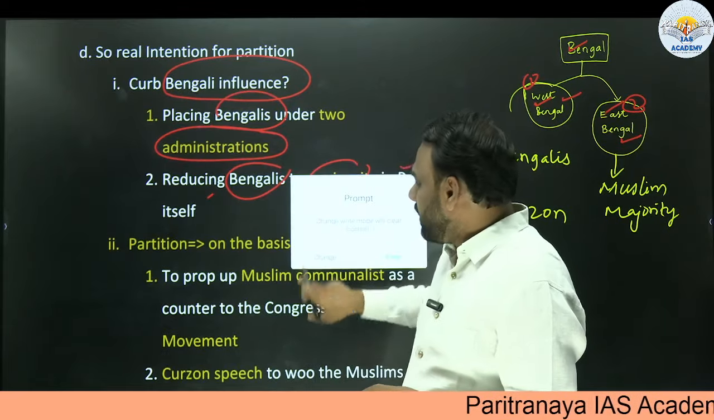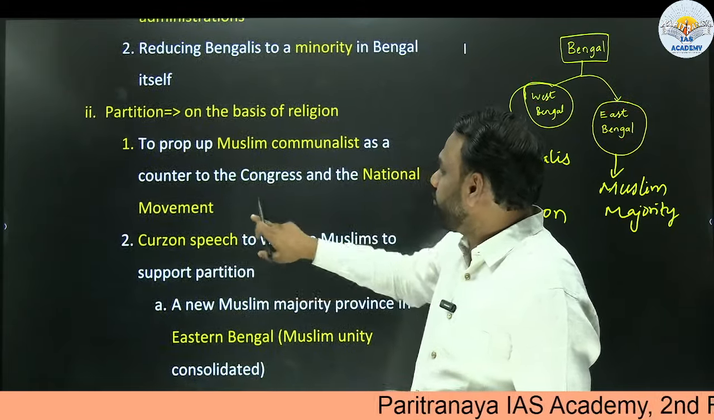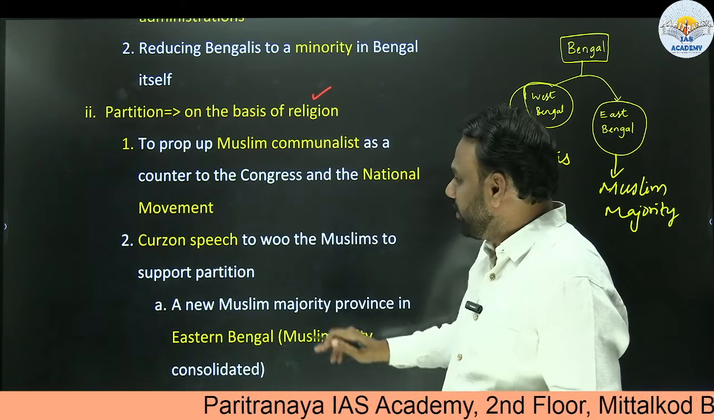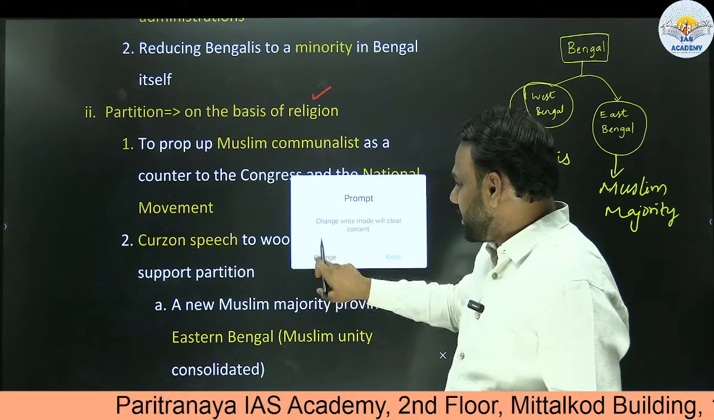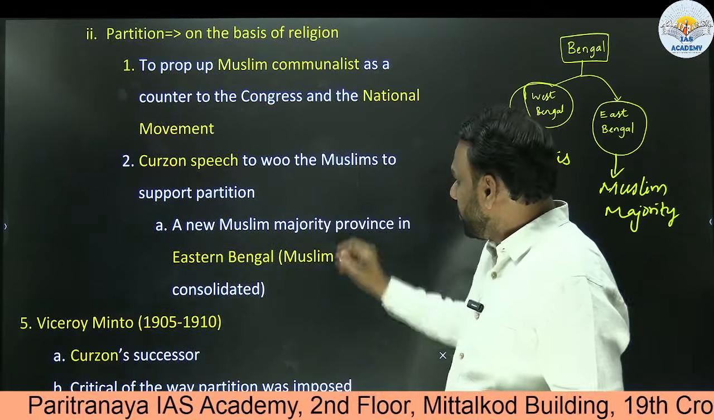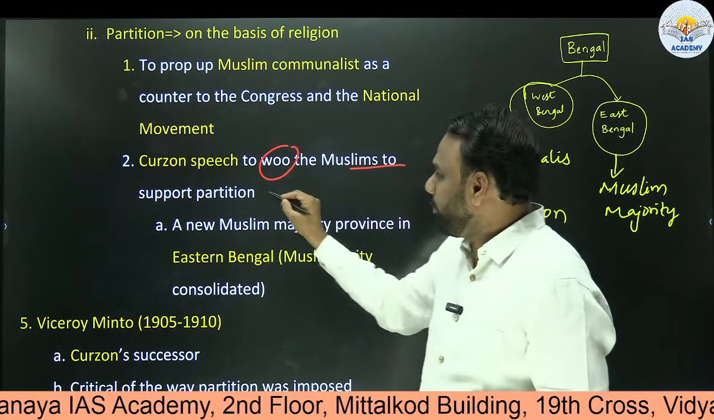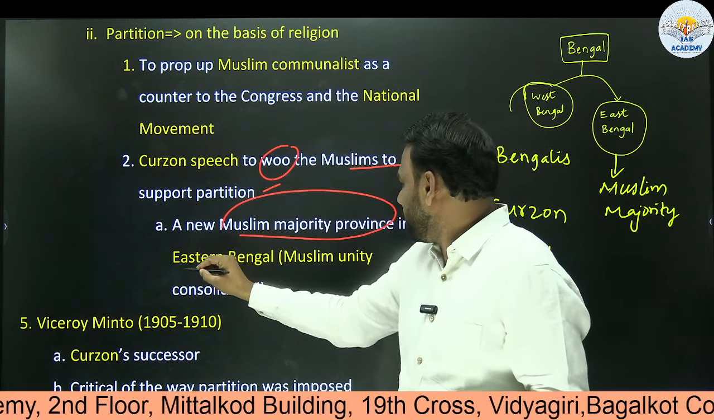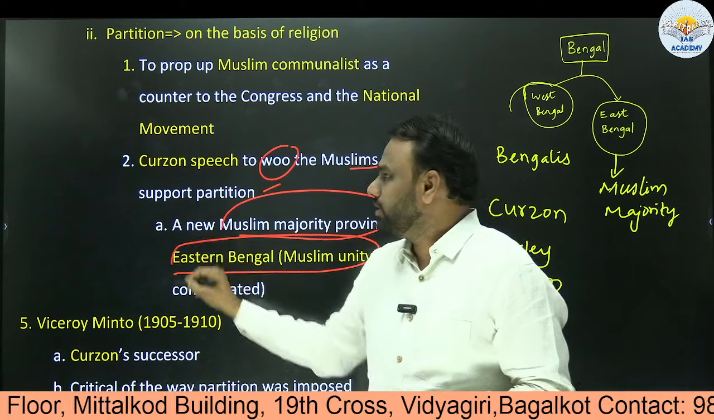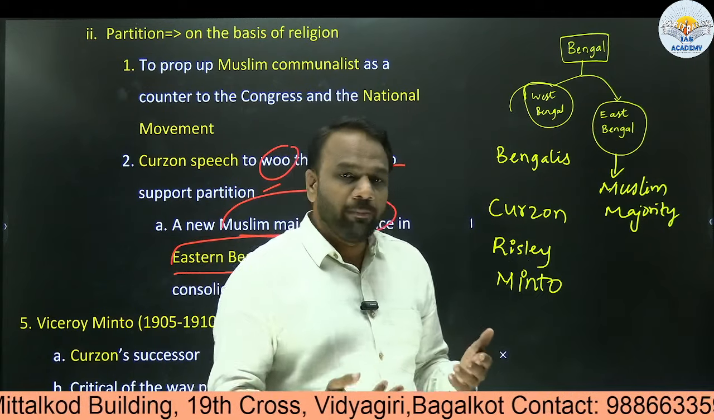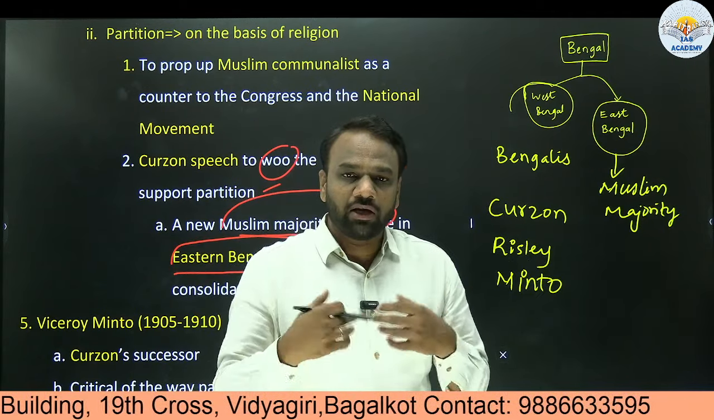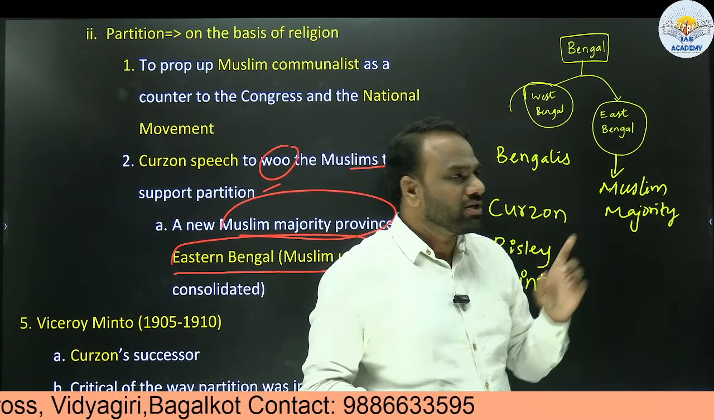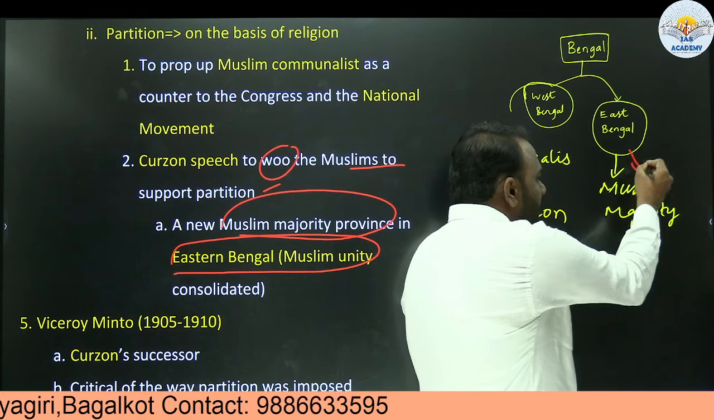Apart from this, partition was also planned on the basis of religion. How? We shall see through Curzon's speech. What is that? To woo the Muslims to support partition, Curzon said that there would be a Muslim majority province in eastern Bengal. As many would oppose the partition, in order to garner the support of Muslims, Curzon said that in the East Bengal which we are creating, Muslims will be the majority.